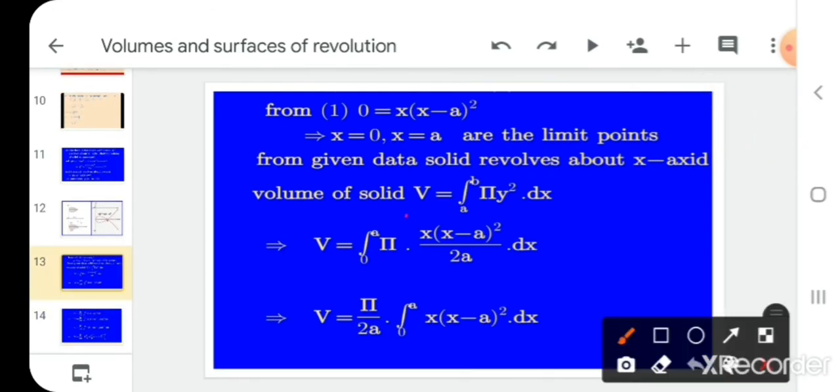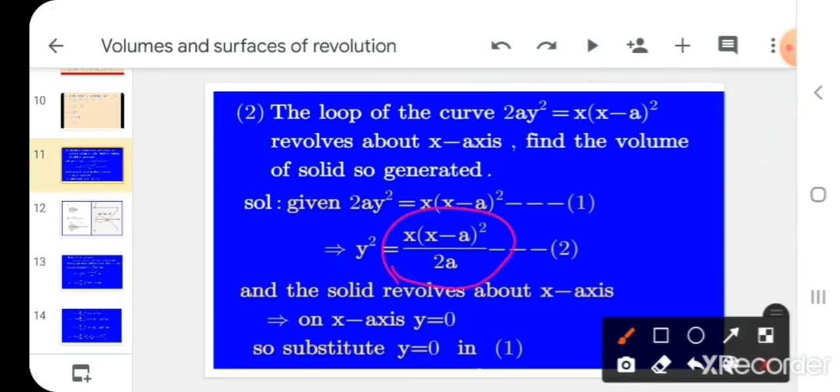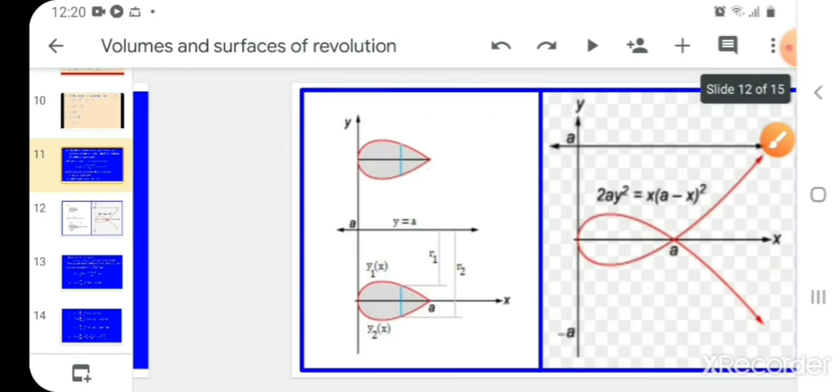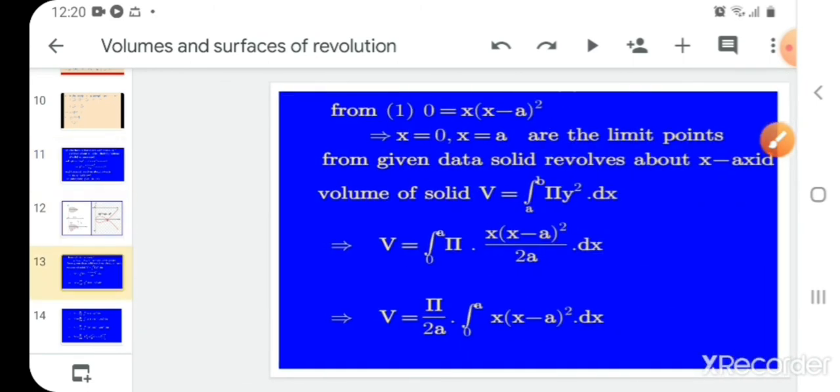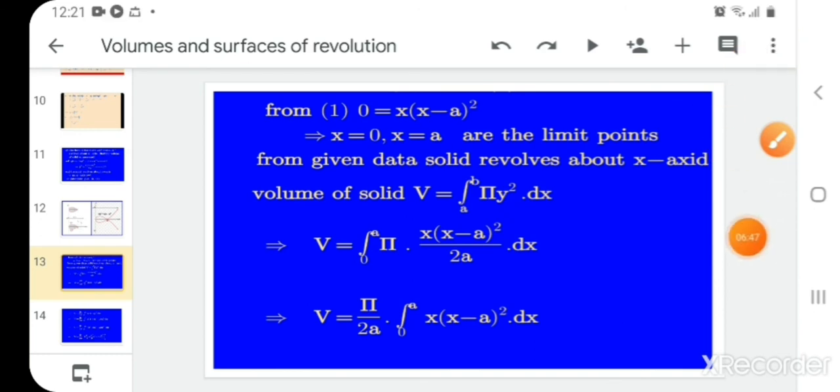Now I write the formula of volume of the solid generated by the curve revolving about the x-axis. V equals integral a to b pi y square dx. What are the limits we get here? 0, a. So I write integral 0 to a pi. What is the y square we have? y square equals x into (x minus a) whole square by 2a. So I write x into (x minus a) whole square by 2a into dx. Okay. Next.